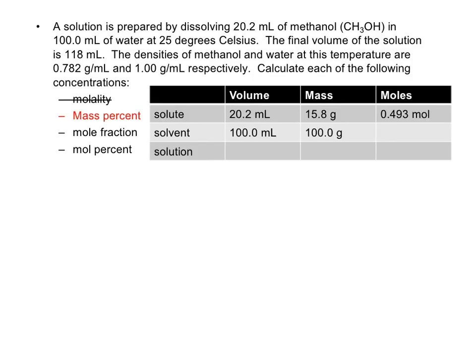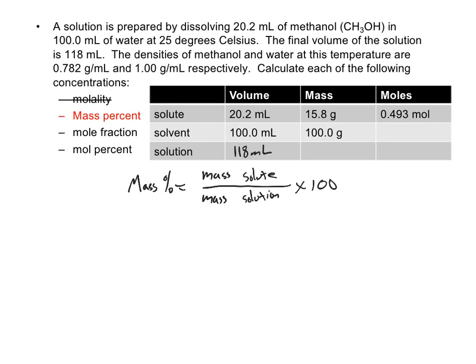All right, so I've left the information in Mike's table from the previous problem. I guess I didn't put the volume of the solution in here. I can go ahead and write that in. And so now we want the mass percent. We could calculate the mass percent of the solvent, but usually if they just say mass percent, they want the mass percent of the solute. And so for the mass percent, that's going to be the mass of the solute divided by the total mass, or the mass of solution, times the multiplication factor of 100.